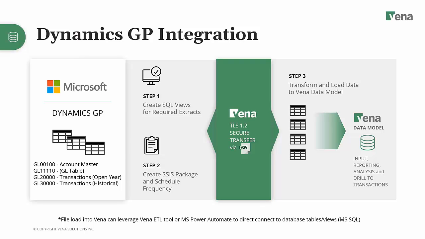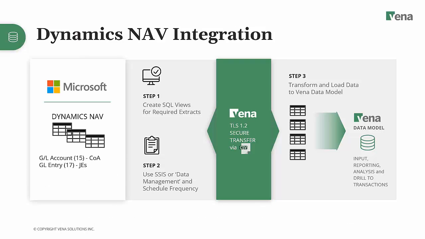Starting on the left, we determine which data sets or tables we want to pull the data from. We then create SQL views, an SSIS package, and set the data integration on the schedule of your choice. In the middle, we do a secure data transfer into VENA, where the data is then transformed to fit the VENA model of your business, loaded into the model. From there, you start to build your budget forms, reports, dashboards, and so on.